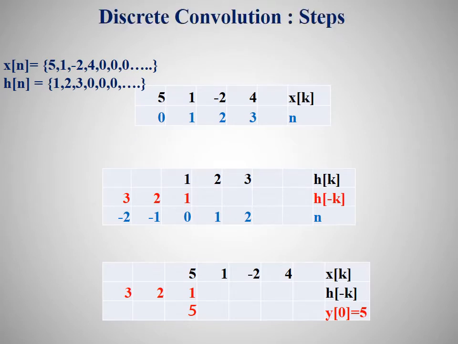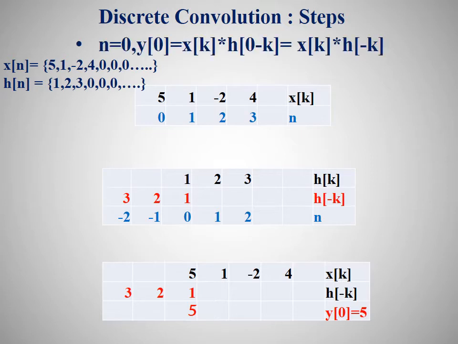Let us go on to consider the various steps involved in evaluating the discrete convolution using the graphical method. Hence, the first step is, let us substitute n equal to 0 in the expression of y of n. So, the expression becomes y of 0 is going to be equal to x of k into h of 0 minus k, which is basically x of k into h of minus k.